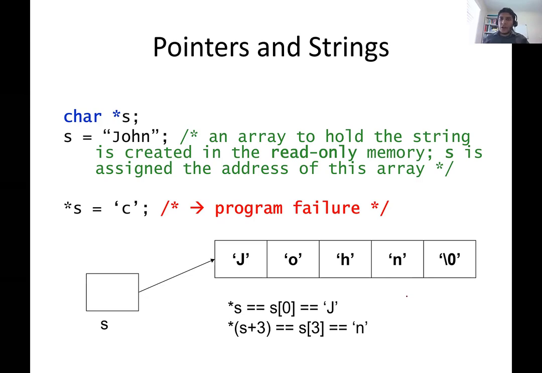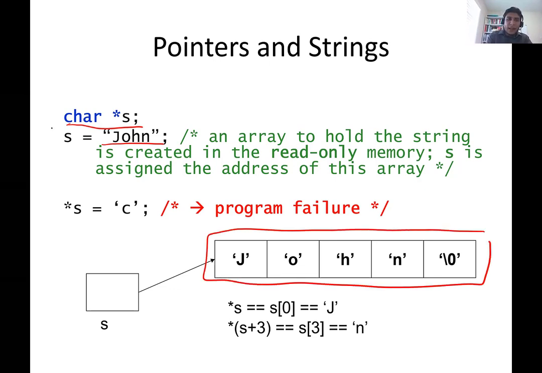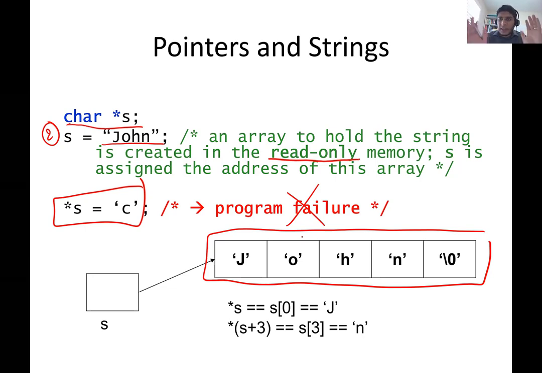So let's try to understand this in some detail. What I have done here is defined a character pointer. I assigned into it the array that has G, O, H, N and then the backslash null character, which is this one. But we said that this second line here is declaring things in read-only memory, which means if you try to modify any of the values by dereferencing, you will get a syntax error, or sometimes a segmentation fault. It depends on your compiler type, right? The reason is this is in read-only memory, which you are not allowed to modify.